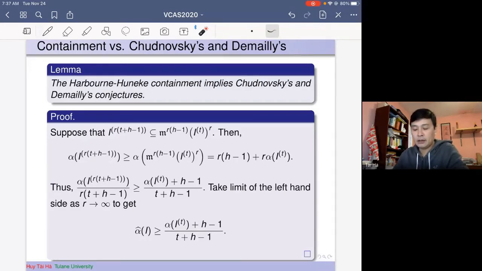Now, if we take the limit as r goes to infinity, then because the Waldschmidt constant is known to exist, we know that the Waldschmidt constant is at least the right-hand side. And now if you replace h by n, which is the height of the ideal of points, we get exactly what Demailly's conjecture states.